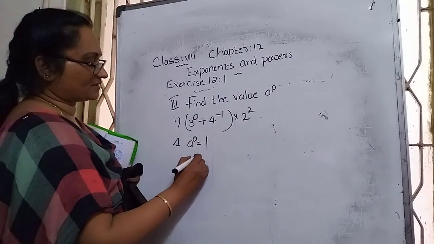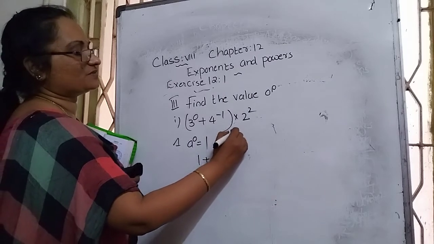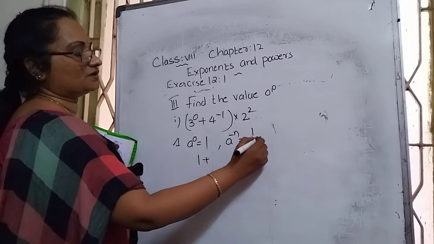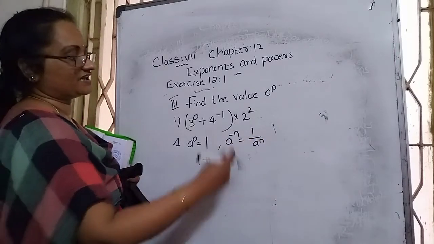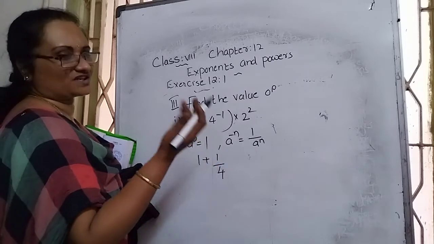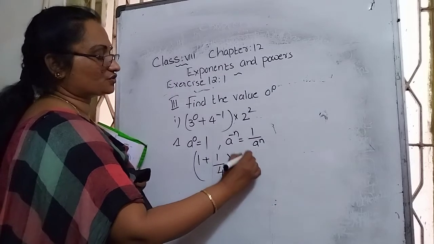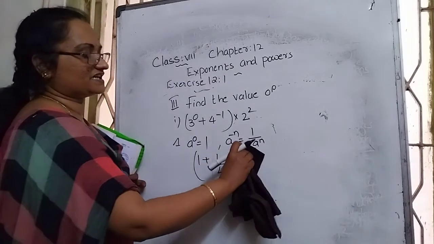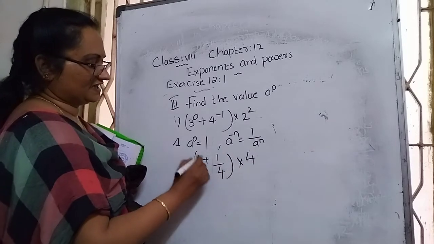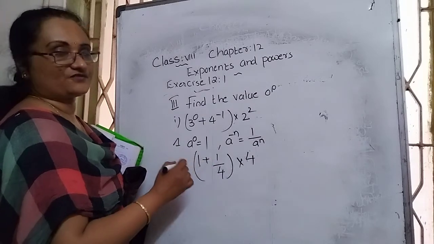So we can represent it as 1 plus 4 raised to minus 1. That means a raised to minus n; how can we express it? We represent it as 1 by a raised to n. So we can express it as 1 by 4 raised to 1, which means 1 by 4, into 2 raised to 2. 2 raised to 2 means how much? 2 is multiplied 2 times. 2 into 2 becomes 4.